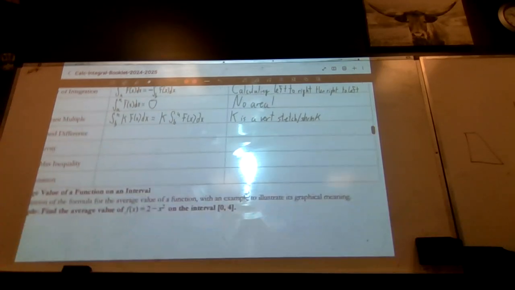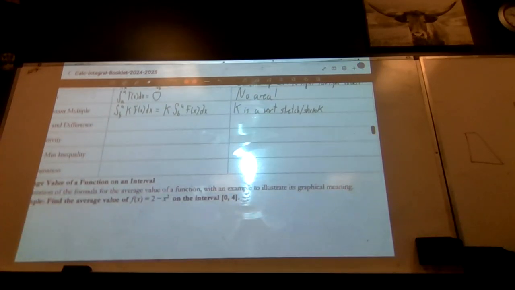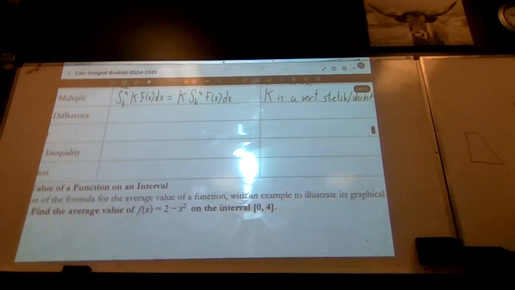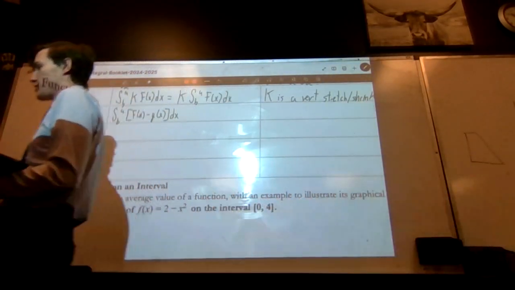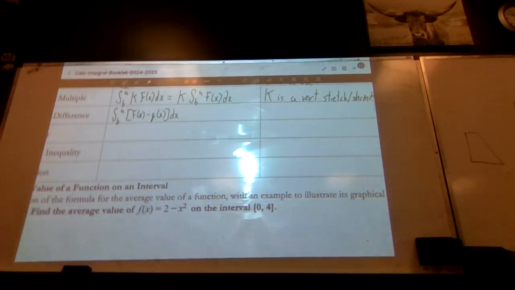All right, the sum and difference. Now this one is a little bit hard to understand at the beginning. Let's say I had the integral from b to a of f of x minus g of x. I had two functions on the inside of an integral, and you're like, well, how do I do this with two functions? Remember derivatives. When we take the derivative of something that's added to another, do we take the derivative of the whole thing or just one and then the other? One and then the other.